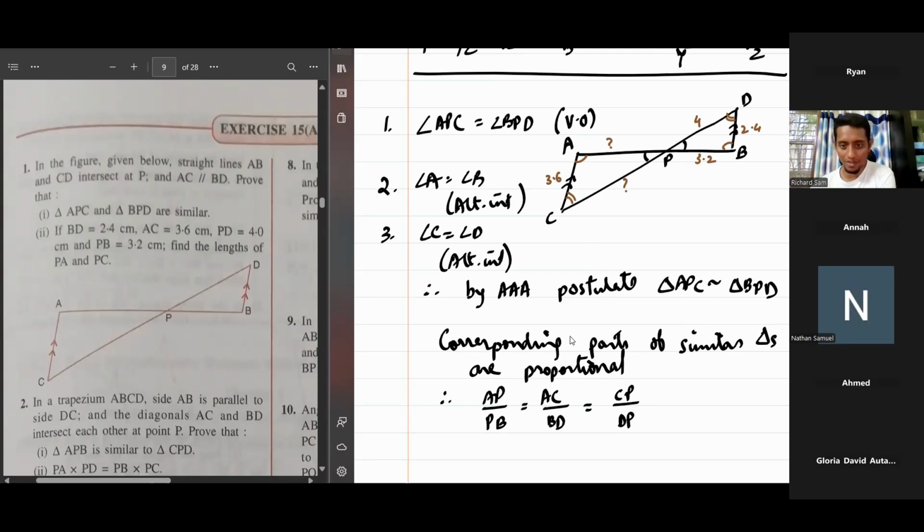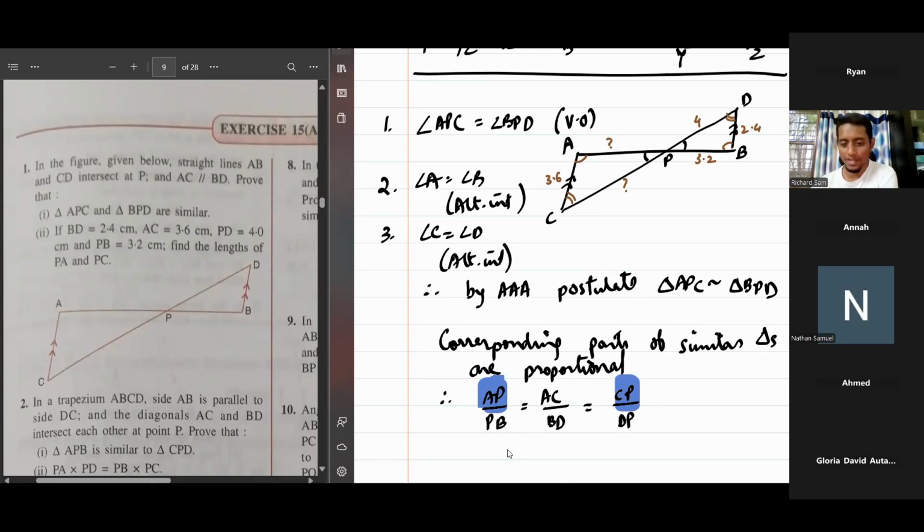First, let's find AP. Where is AP? AP is here. We don't have AP, and we don't have CP. I'm just highlighting the missing values. The remaining values we have.